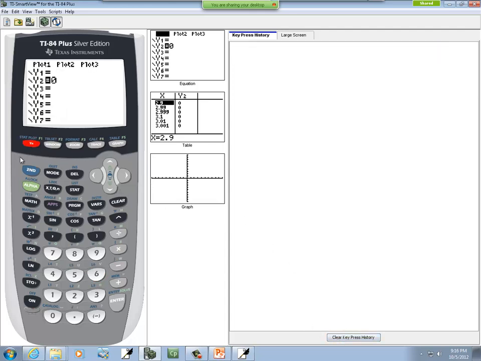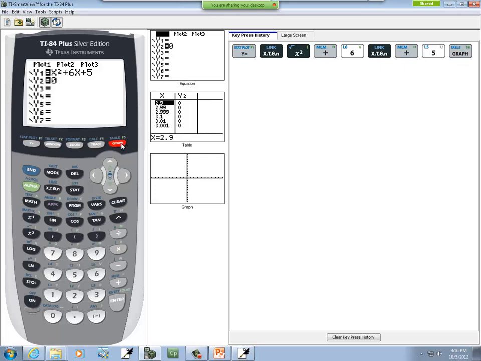Okay, so what you're going to do is you're going to go to y equals, and we want to put in x squared plus 6x plus 5, and then graph it.